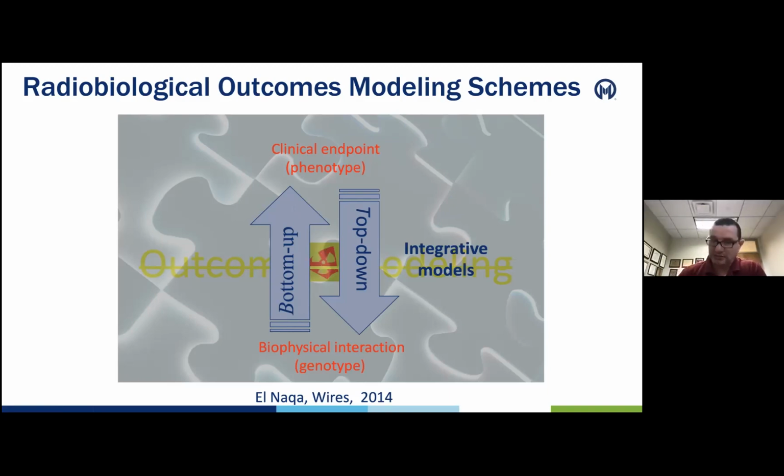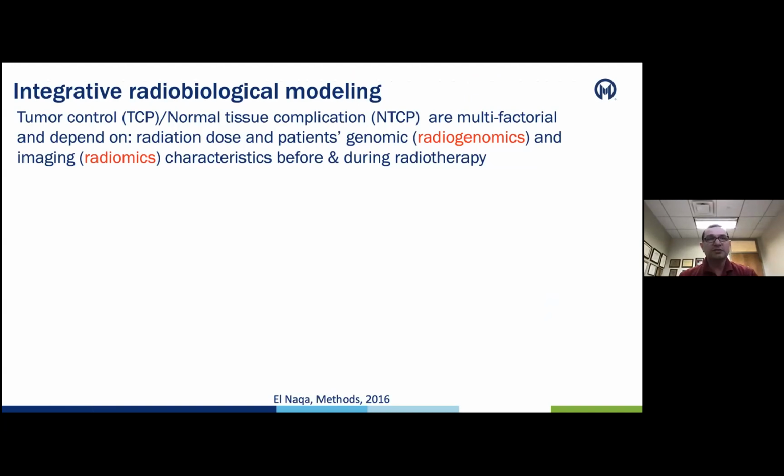the integrated modeling approach versus the first-principle mechanistic approach, which is more widely used currently, and of course would involve newer techniques like machine learning and AI as well. So in integrative radiobiological modeling, the idea is to think about TCP and NTCP as multifactorial. They don't only depend on the radiation dose, which is historically what we've done, but also on patient characteristics, including the genome, an area called radiogenomics, as well as imaging information, an area called radiomics.